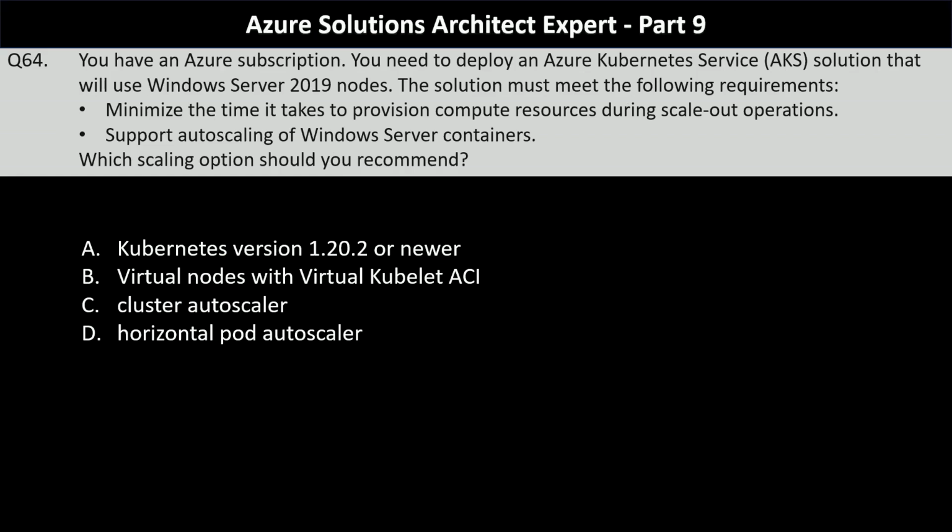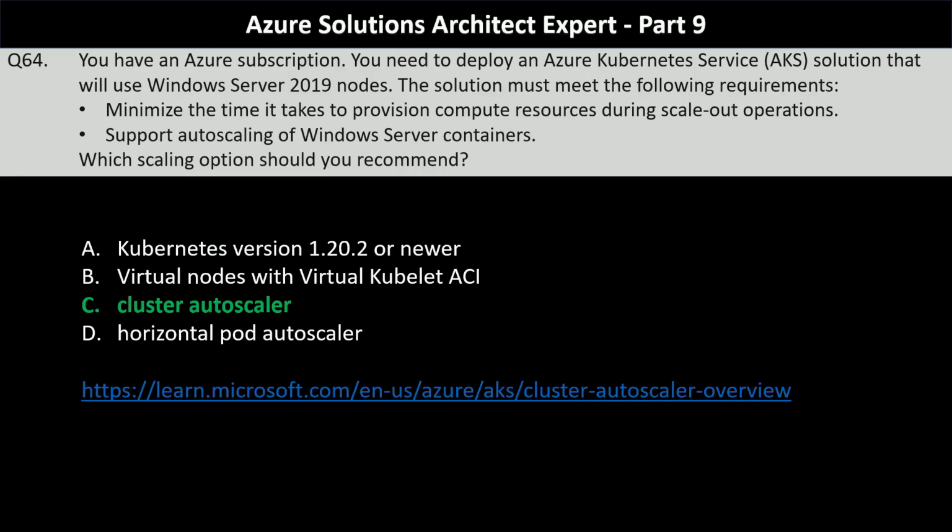Which scaling option should you recommend? Your options are Kubernetes version 1.20.2 or newer, virtual nodes with virtual kubelet ACI, cluster autoscaler, horizontal pod autoscaler. Friends, cluster autoscaler is the most suitable option in this case. It automatically adds or removes nodes in the AKS cluster based on workload demands, ensuring the necessary compute resources are available during scale-out operations, and it minimizes the time to provision new compute resources by scaling the entire node pool, including Windows Server nodes when needed.